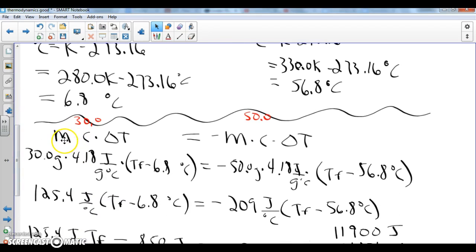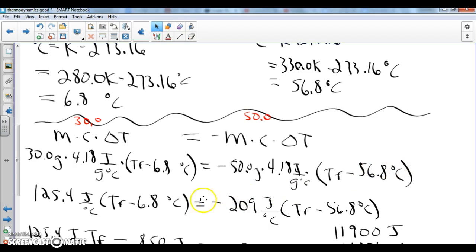At 30 degrees Celsius, we know it's M times C times ΔT equals negative M times C times ΔT. Remember, this is Q equals negative Q. Why is this side negative? Recall again, this side is negative because it's at a higher temperature. So then I plug in my values from up above: 30 grams, 4.18 joules per gram degree Celsius, times, now remember what ΔT is, TF minus TI. So there's my TI, my TF is unknown. On this side, I set it equal to negative 50 grams times 4.18 joules per gram degree Celsius times the quantity TF, which we don't know, minus the temperature 56.8 degrees Celsius.